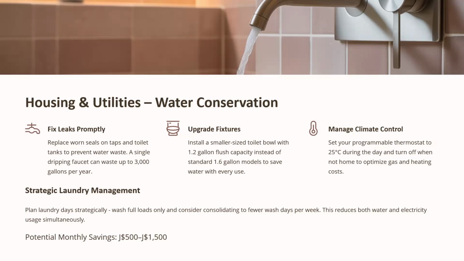Another thing that you can do is to be strategic about how you manage laundry. So if you plan your laundry days strategically, you can actually wash only when you have full loads, and that will allow you to use less water and electricity simultaneously. So that will then compound the savings that you can get. My estimate, you could see a reduction in your water bill from $500 to $1,500.